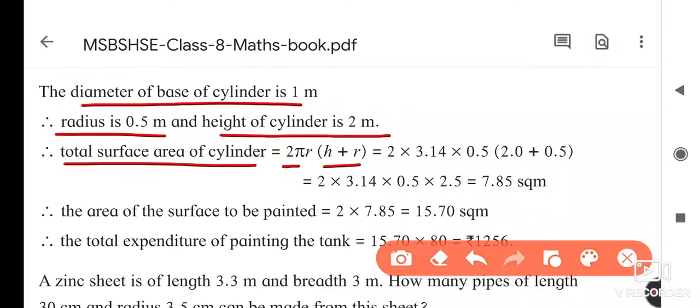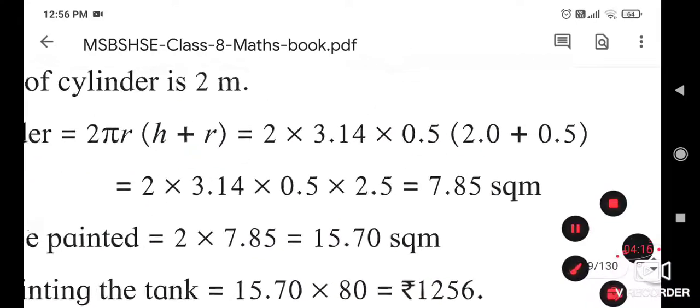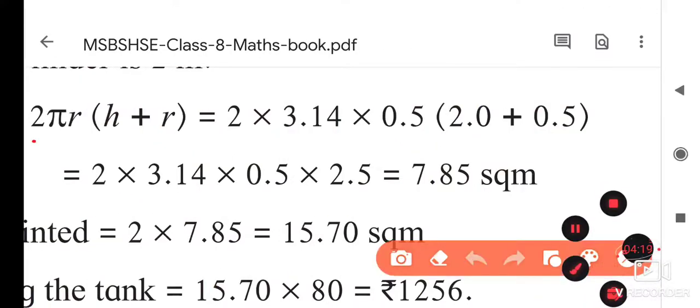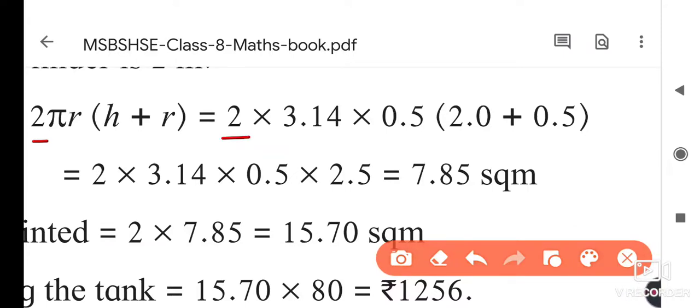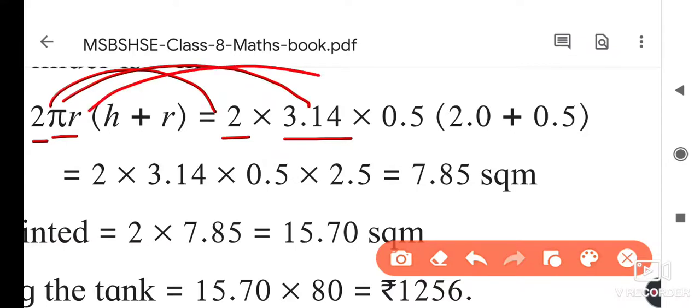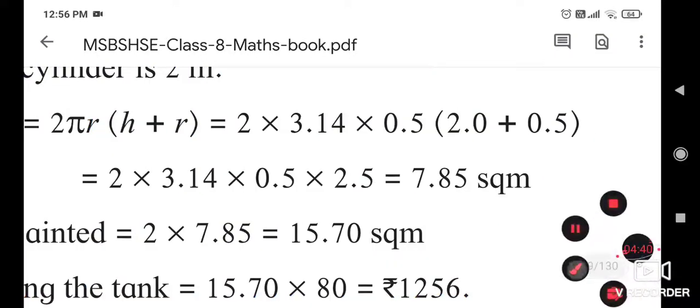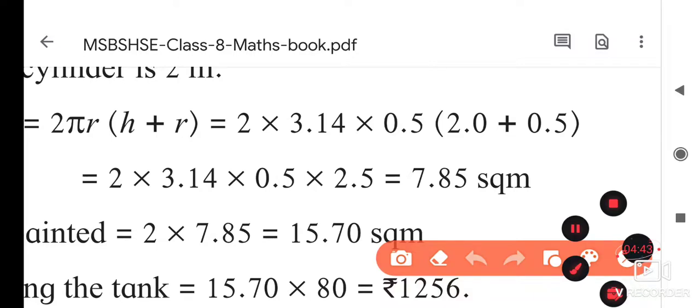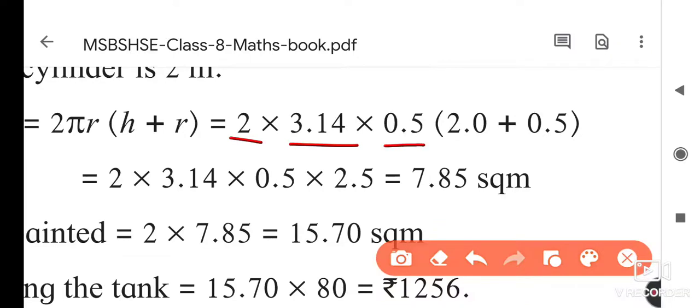According to the formula, put the values here. So here 2 is the constant, right here as it is. Pi's value is given, we have to use 3.14. So 2 pi is 3.14, radius is 0.5, into bracket h plus r, height is 2 meter, and radius is 0.5 meter, means half meter. In this way, in the formula, total surface area of a cylinder is equal to 2 pi r into bracket h plus r. So put the values: 2 into 3.14 into 0.5 and into bracket 2 plus 0.5.